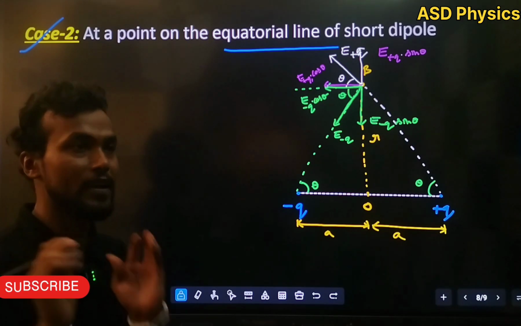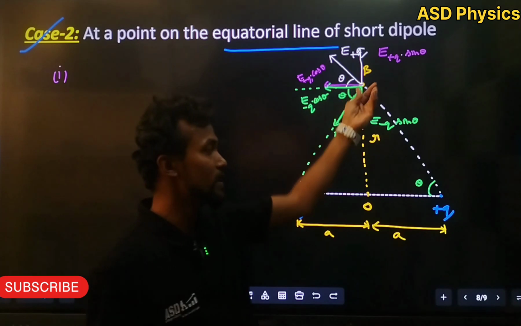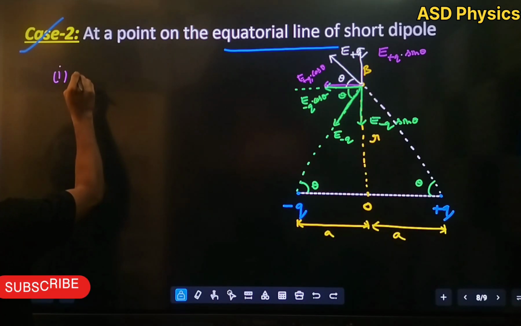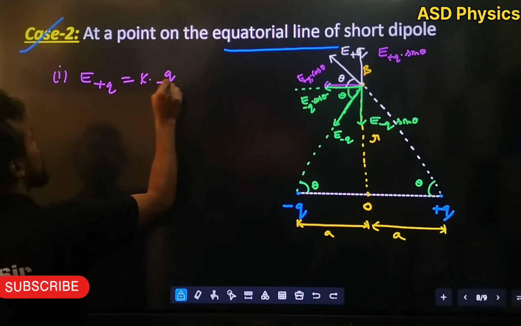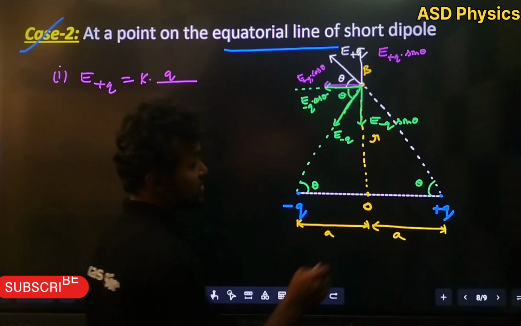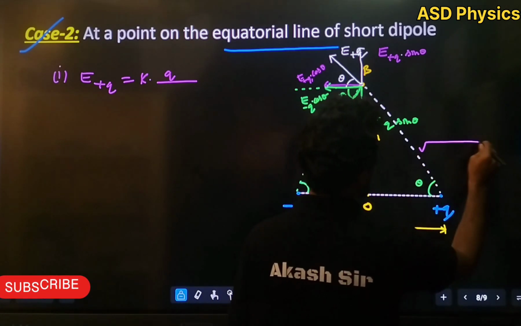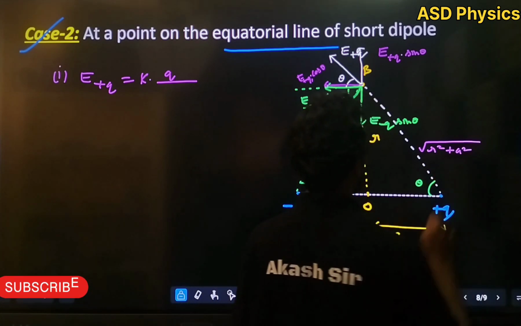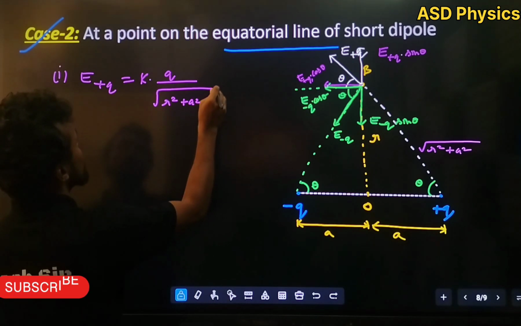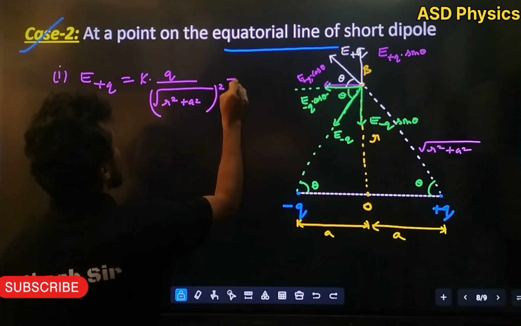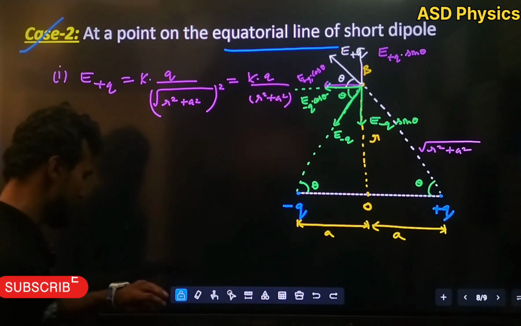Now we just have to write down the mathematics. The electric field at point B due to the plus q charge is given by E plus q equals k times the magnitude of the charge over the distance between plus q and point B squared. This is a, this is r, so the distance is the square root of r square plus a square, whole squared. That means E plus q equals kq by r square plus a square.